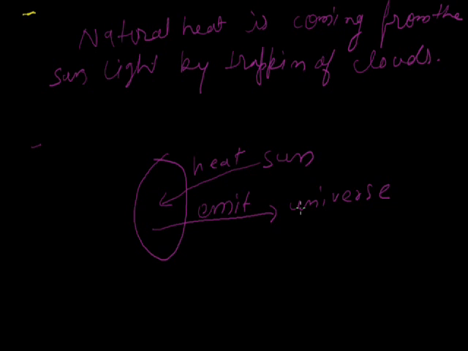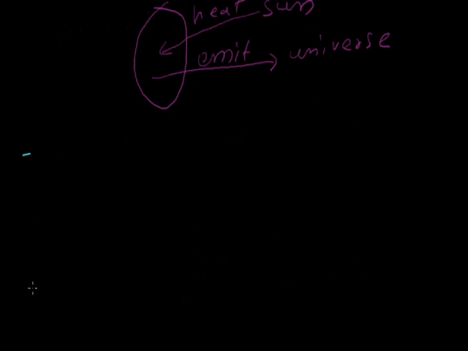This is a natural phenomenon when the average temperature of Earth is always constant. If I talk about that, the average temperature of Earth is always constant. But if I talk about this topic in terms of pollution, there are gases like greenhouse gases. What are greenhouse gases?